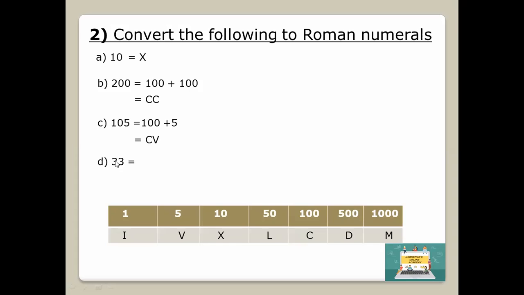Now the next question, 33. We have to expand 33. To do that, we'll write 10 plus 10 plus 10 equals 30, plus 1 plus 1 plus 1 equals 33. So 10 is X, so there are 3 tens. There will be 3 X's and 3 I's. So 33 equals X plus X plus X plus I plus I plus I. 33 equals XXX and III. Thank you.